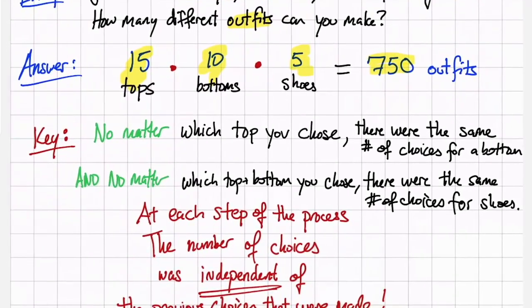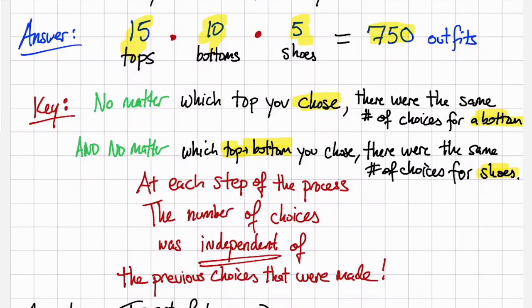The key is that no matter which top you chose in the first step, there are always the same number of choices for the bottom to go along with it. And no matter which top and bottom pair you chose, there were the same number of choices for the shoes. So this is the monologue that you need to have going on in your head. At each step of the process, the number of choices was independent of the previous choices that were made. This is the thing you need to verify in order to multiply the numbers together.